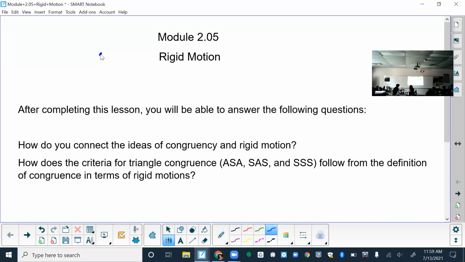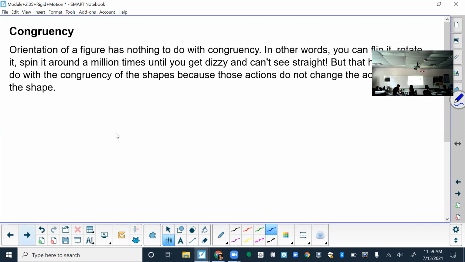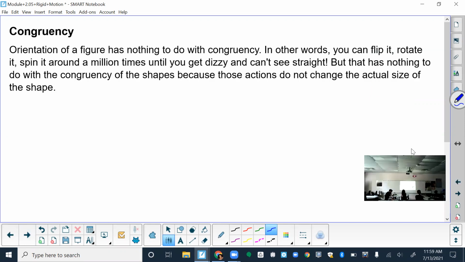So translations, reflections, and rotations are all rigid motions. And we're also going to apply some triangle congruence theorems like angle, side, side, side, side, to prove the congruence of a couple of rigid motions. So we have first reviewing what congruency means.